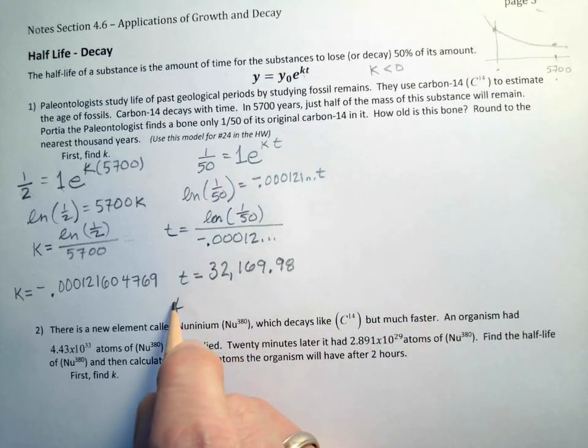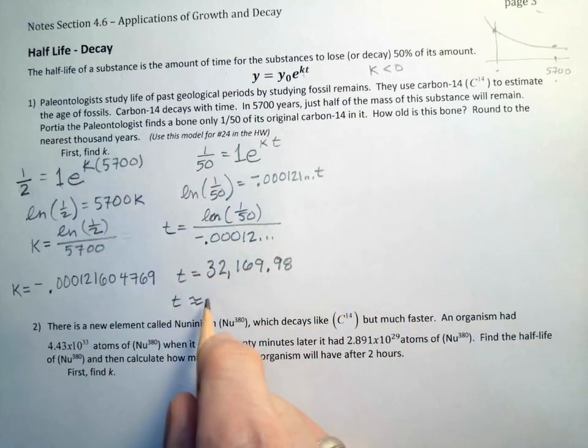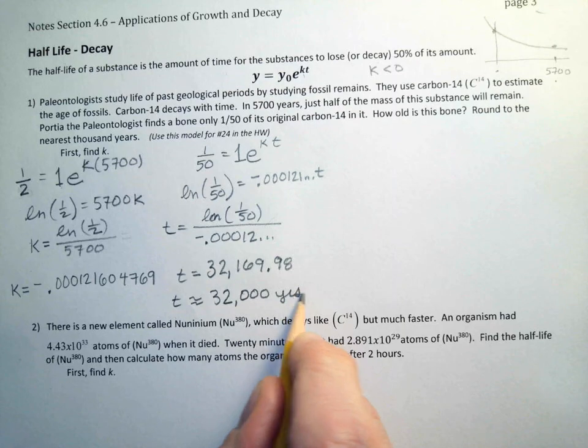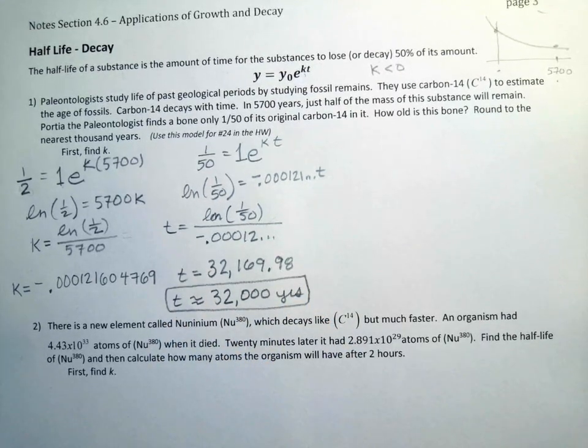And so what will it be if we're rounding to the nearest 1,000 years? So about 32,000 years old. Okay, so the bone is from something that died about 32,000 years ago. Clearly not a dinosaur.